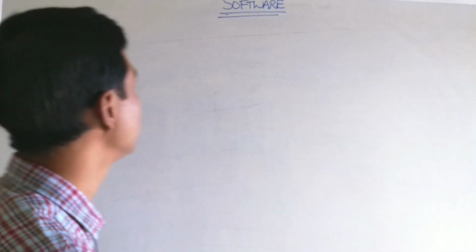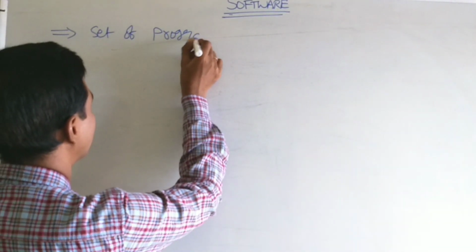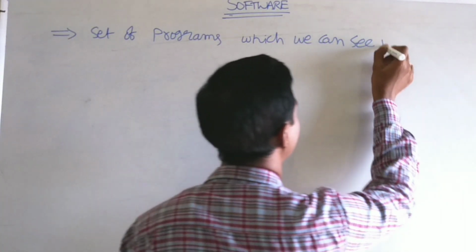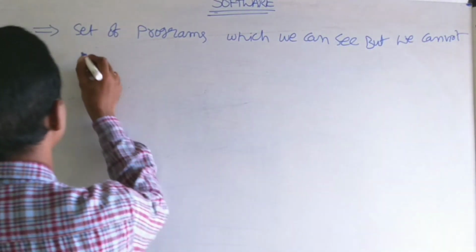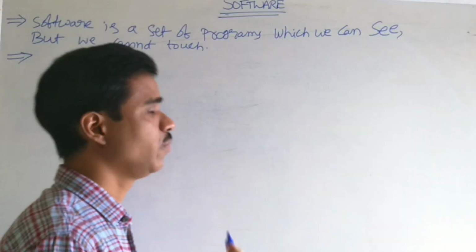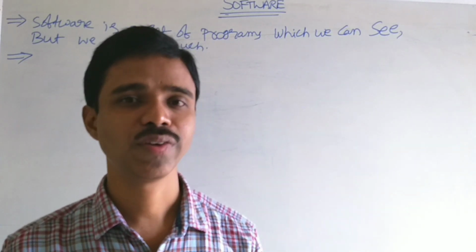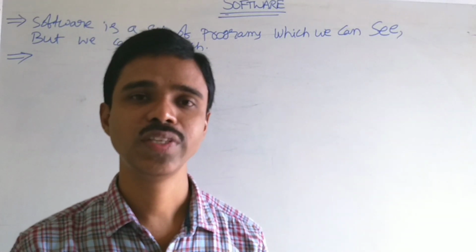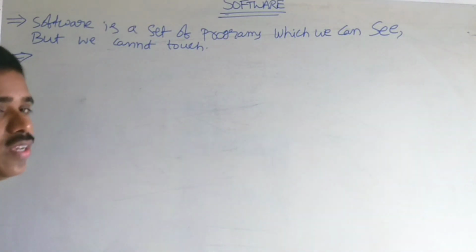The software is a set of programs which we can see but we cannot touch. So what is software? Software is a set of programs which we can see but we cannot touch. If you are watching a movie on the computer, you can see it with your eyes, but you cannot touch it. That is called software. If you open any document in the computer, you can see it with your eyes, but you cannot touch it physically. Am I correct or not? So that is called software. Software means it is a set of programs which we can see but we cannot touch.